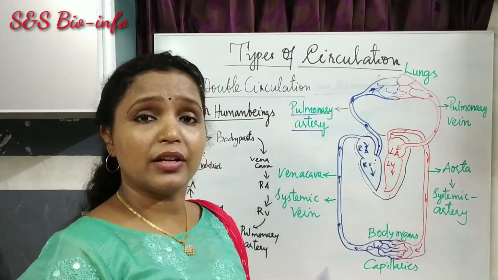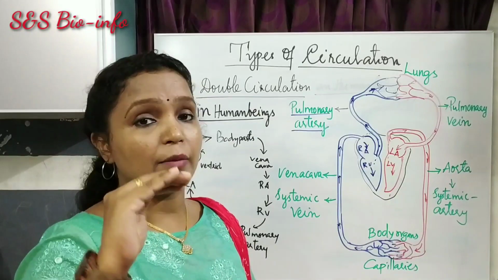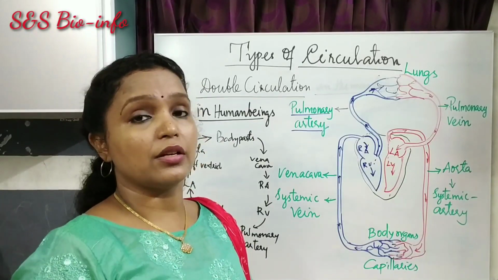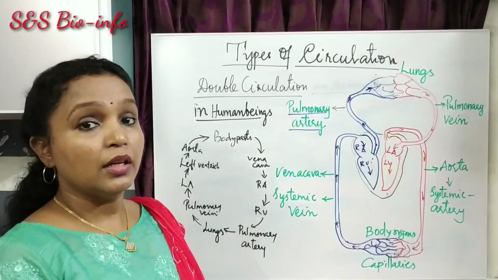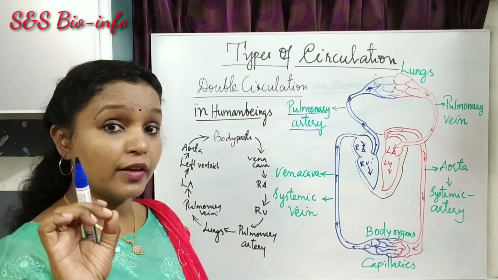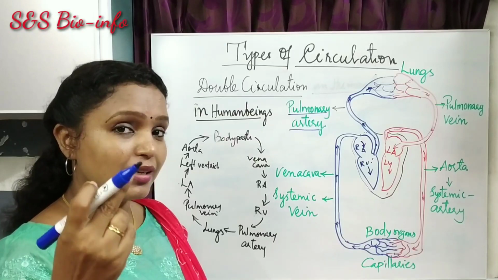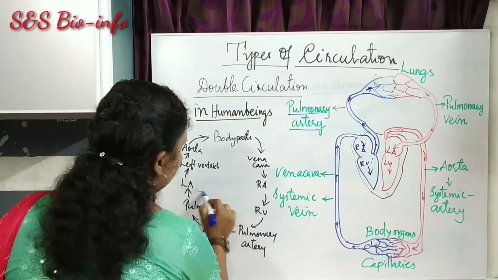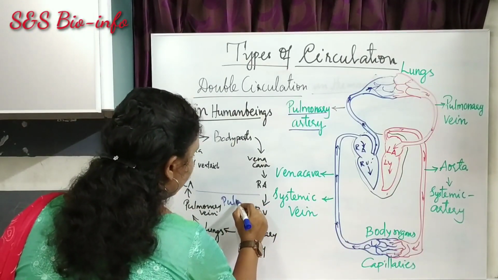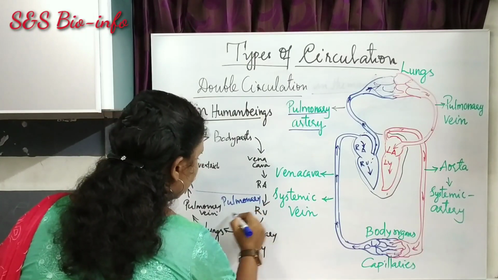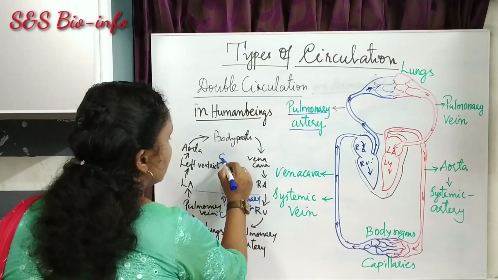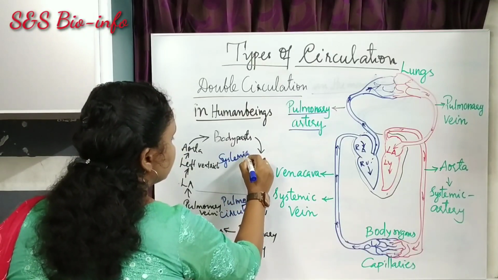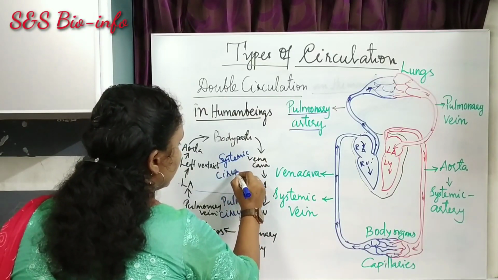Actually, this double circulation involves two types of circulation: systemic circulation and pulmonary circulation. Double circulation actually involves two phases: pulmonary circulation and systemic circulation.